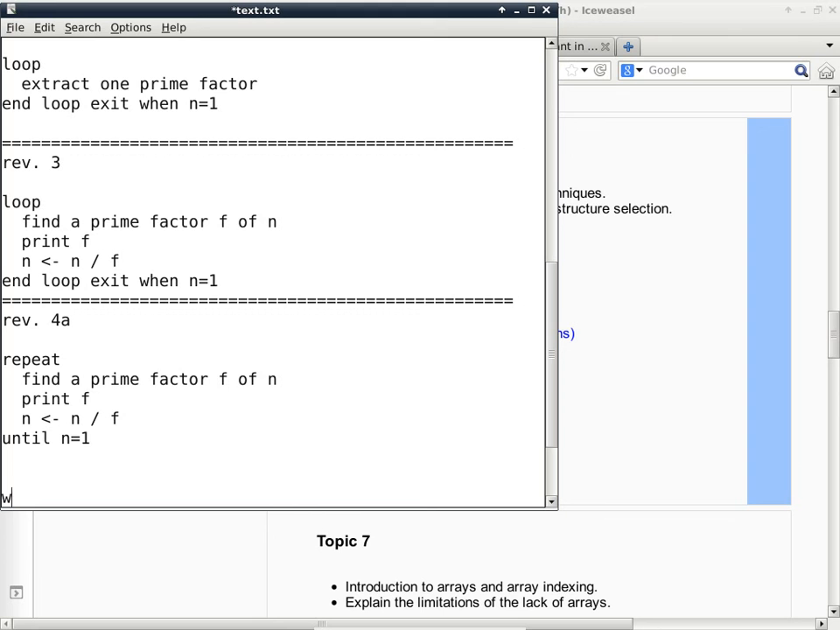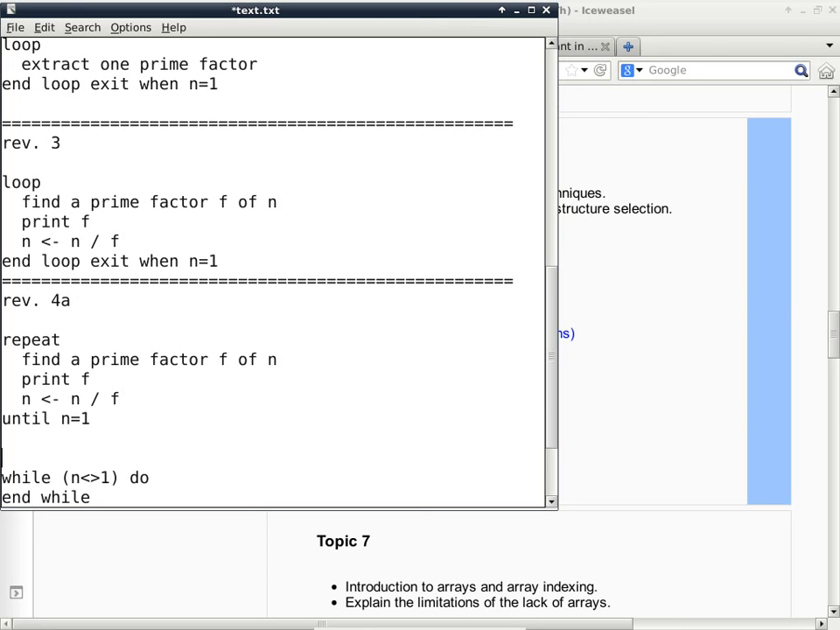The other way to do it is to use a while loop. In that case, we have to invert the condition, but then we can keep everything else in between.